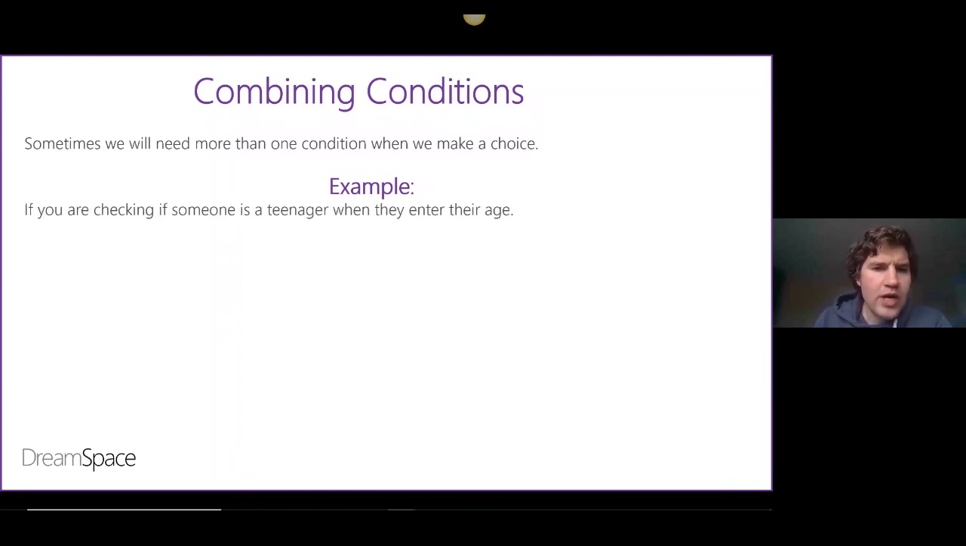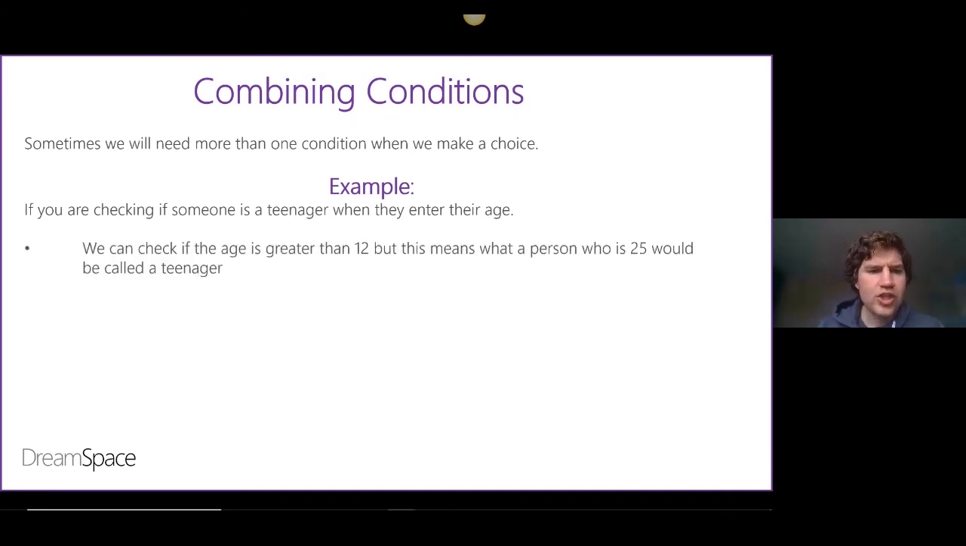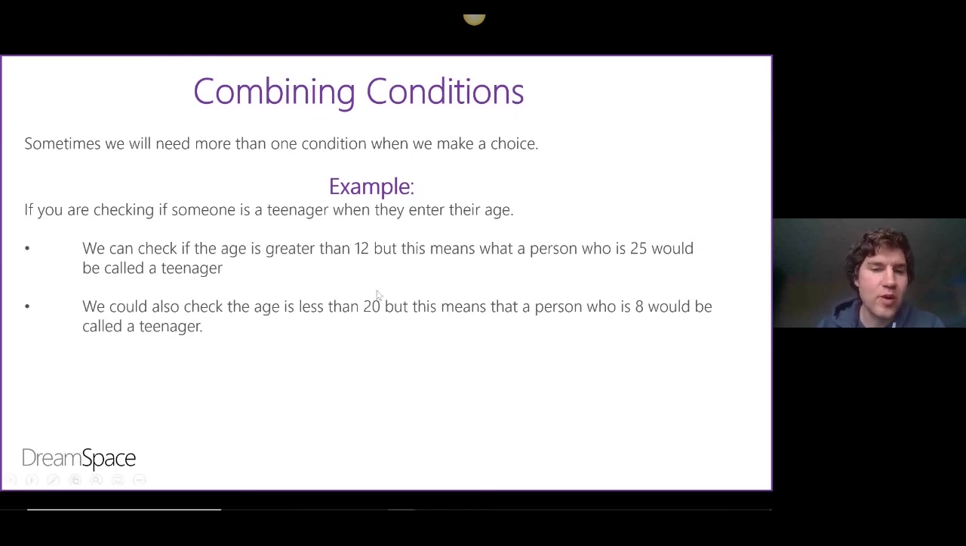If we had a problem where you had to find out if somebody was a teenager and they had to enter their age into the computer, and we had to decide, is this person a teenager? Well, we could check and see if their age is greater than 12, but then if someone entered an age like 25 or 26, that number is still greater than 12, so it would say that they're a teenager. Or we could say that their age has to be less than 20, because teenagers are less than 20. But then if we entered a number like 8, 8 would be less than 20, so they would also be called a teenager in our program. So we need a way to put these 2 rules together.